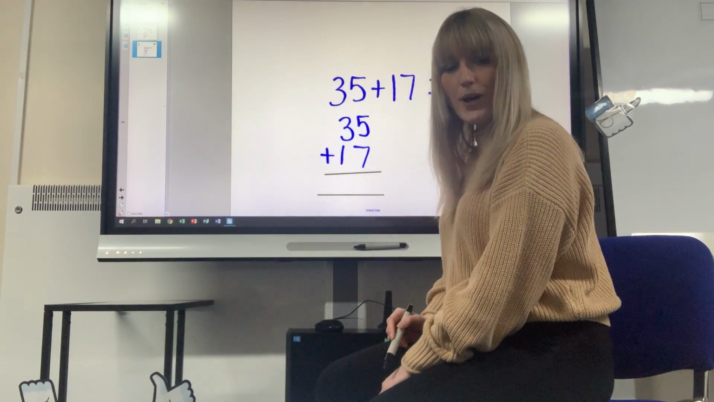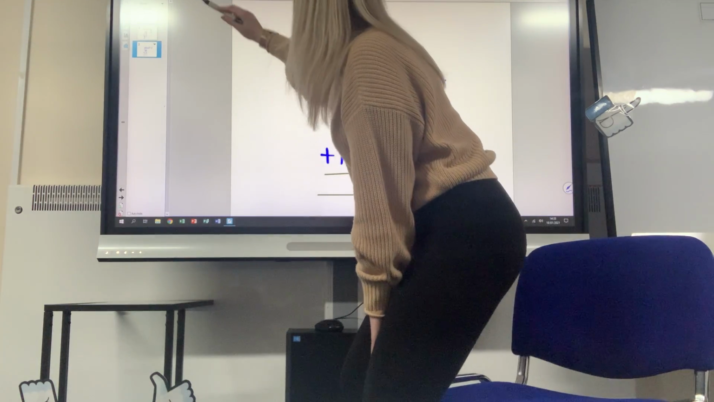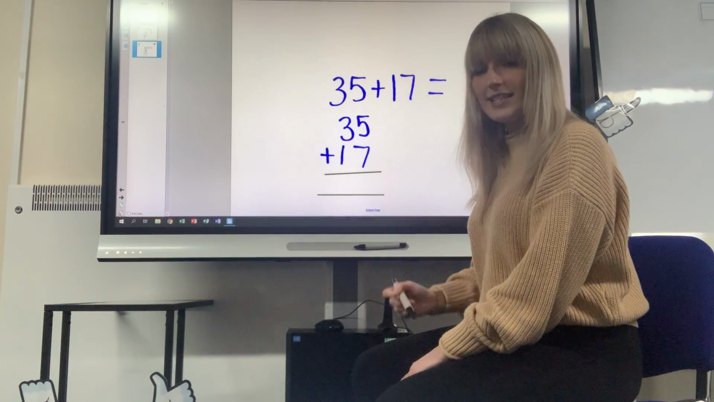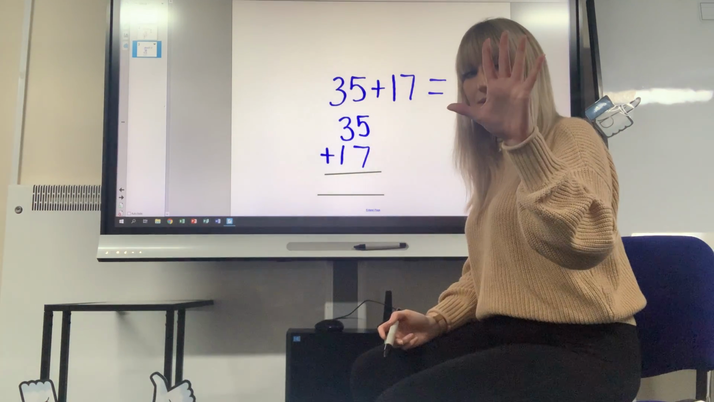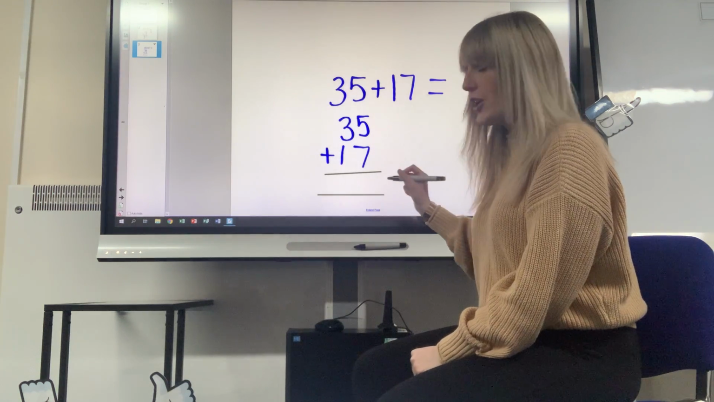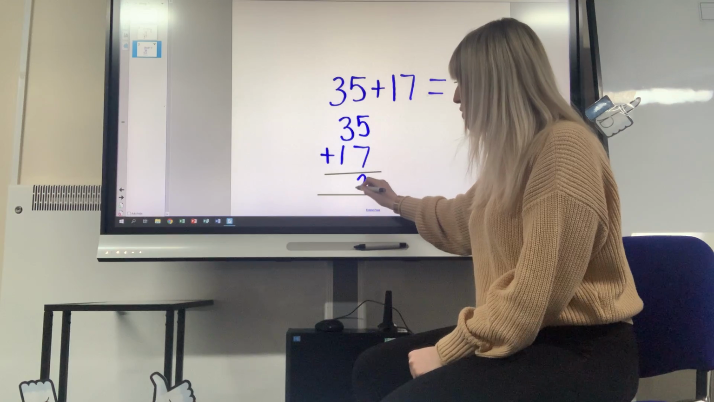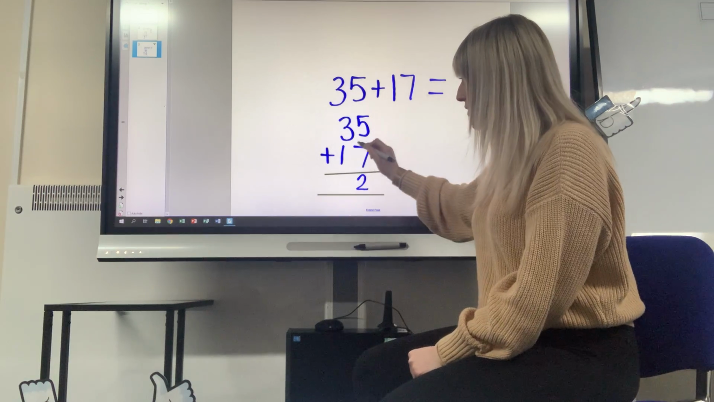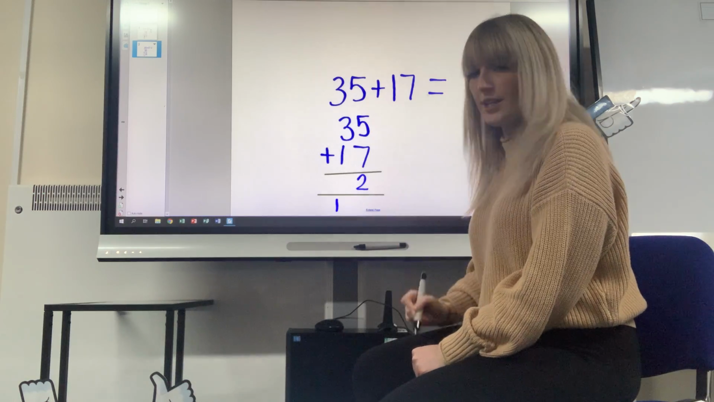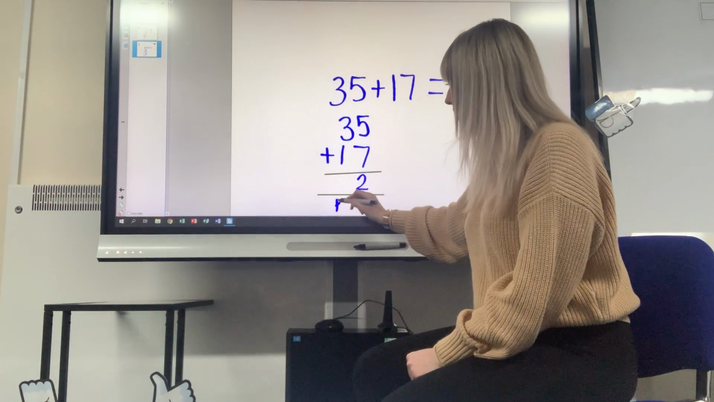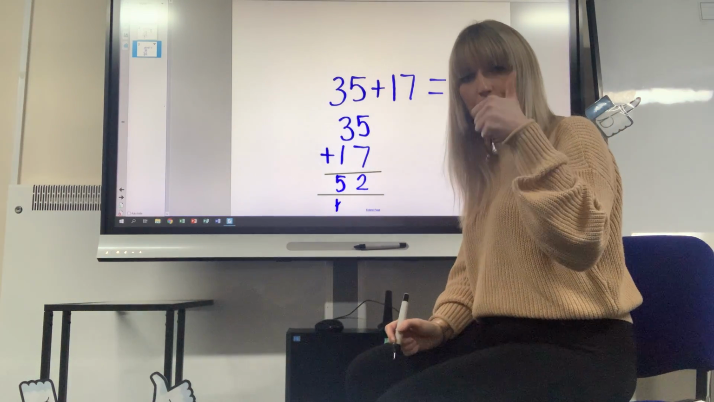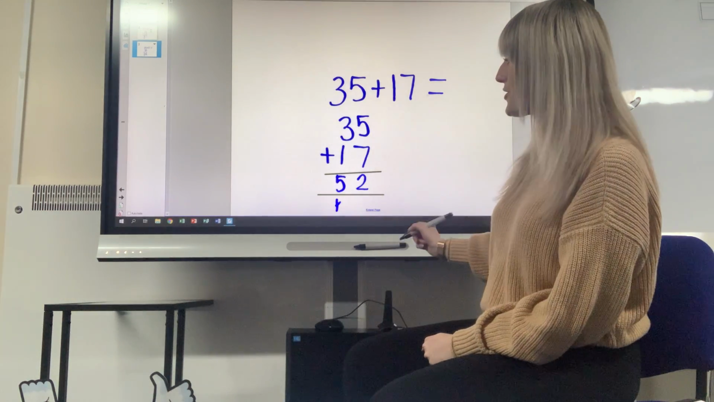So that's what your question should have looked like. Remember, start at the ones. So 5 add 7, or 7 add 5. So 7, 8, 9, 10, 11, 12 is 12. So you put the 2, so the number in the ones column, you carry the 1. Okay, 3 add 1 is 4, add the other one is 5. So if you got the answer 52, well done you, you've understood.